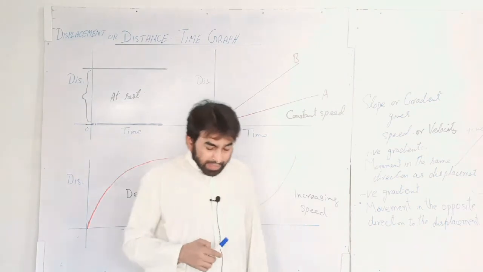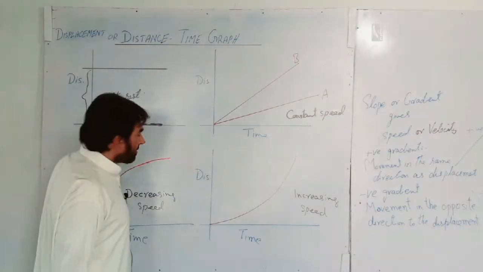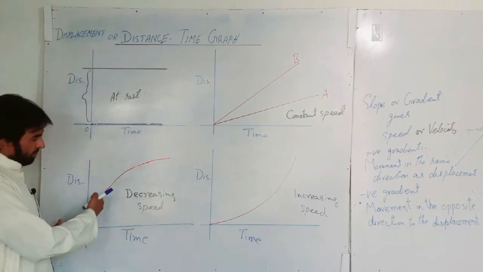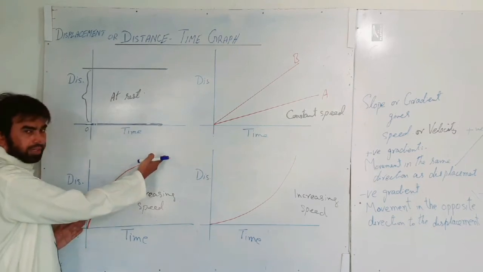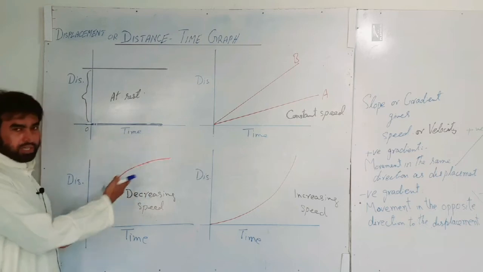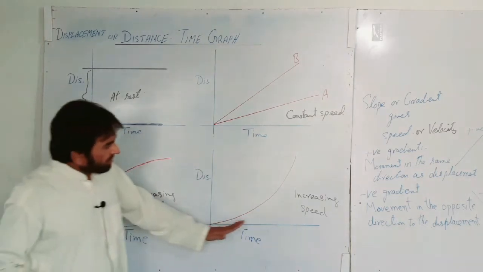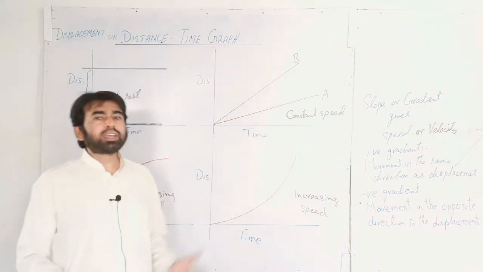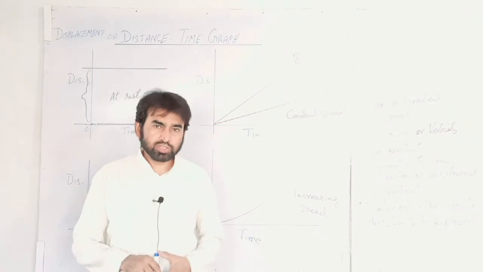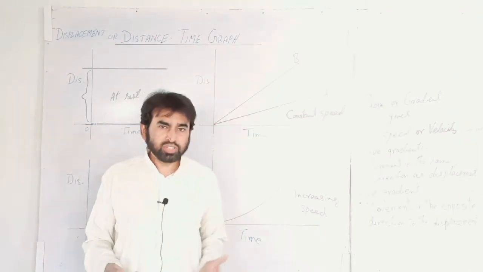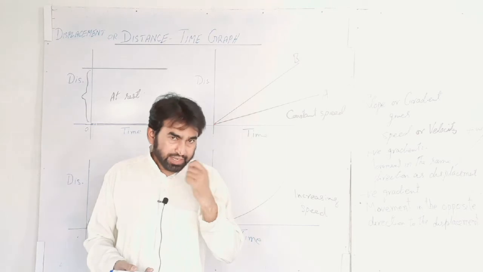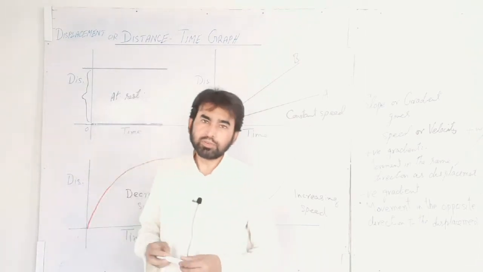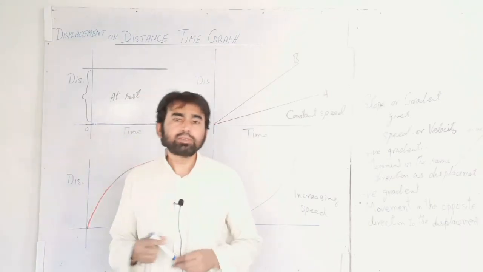Now come to the other point. This curve is showing that the speed or velocity is decreasing, and this curve is showing that the speed or velocity is increasing. How can we decide that the speed or the velocity is increasing or decreasing from these two graphs? As you know, we have to draw the tangent along the curves. I think you are aware of what a tangent is.